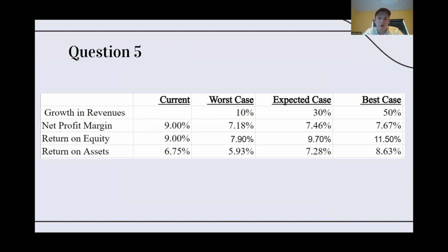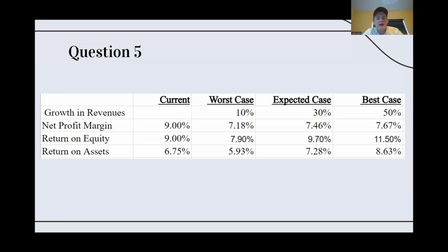And then for our projected values based on growth in revenues, for our worst case, which is a 10% growth in revenues, we get 7.18%. Our expected case, which is 30% growth in revenues, we get 7.46%. And then for the best case, which is 50% growth in revenues, we get 7.67%.